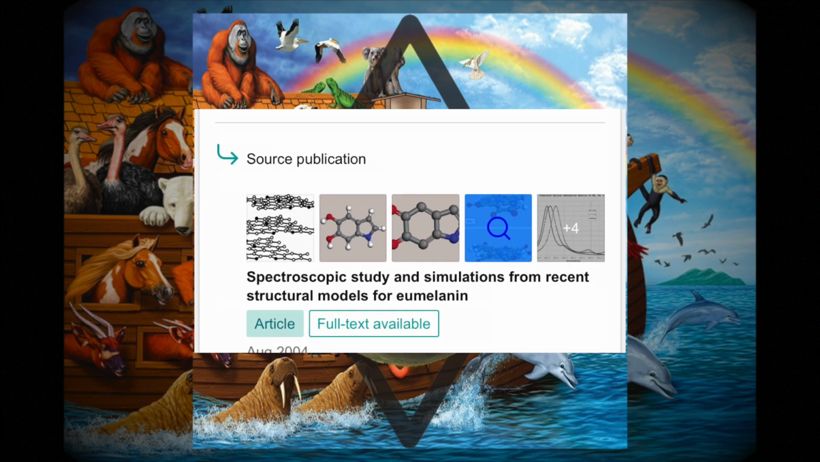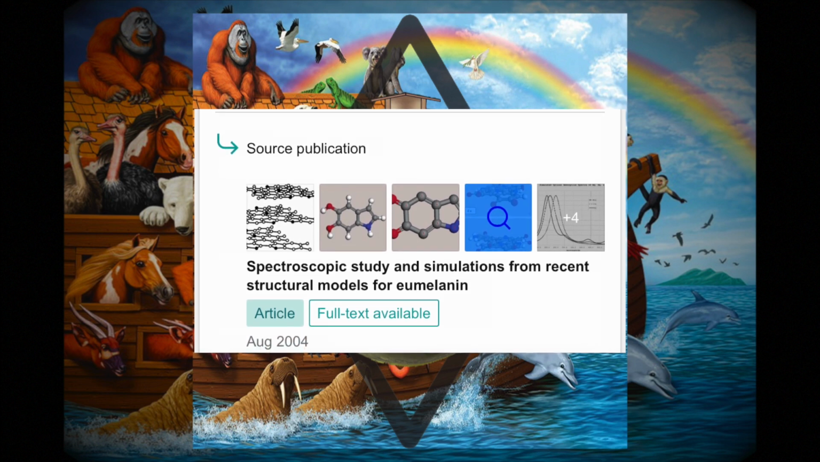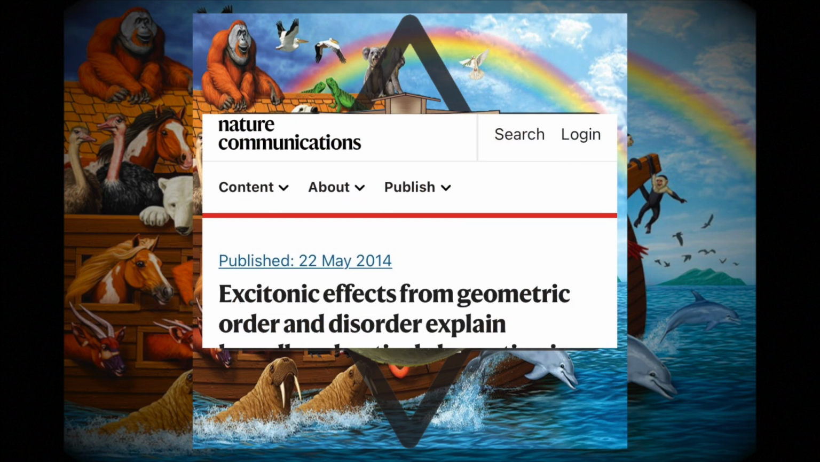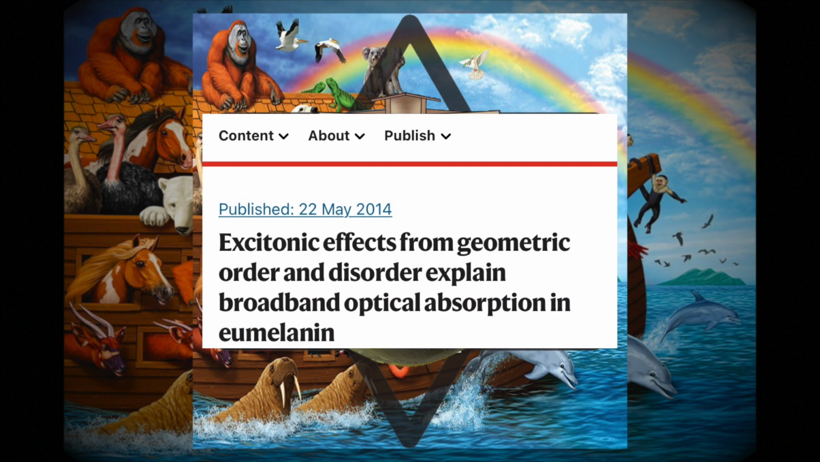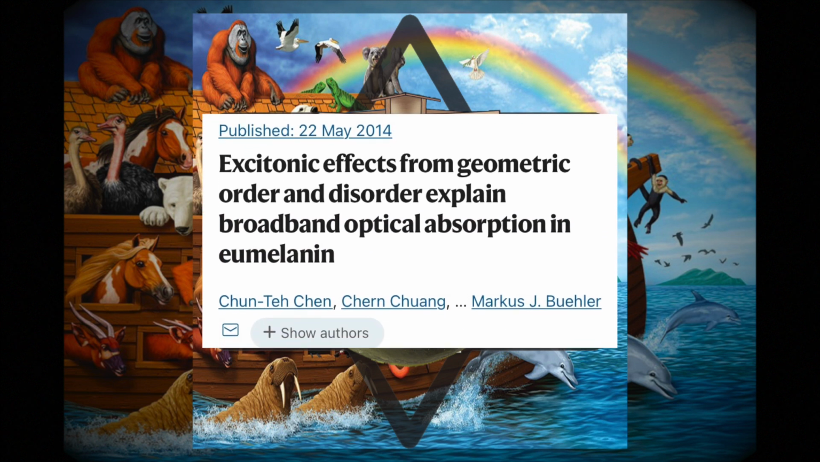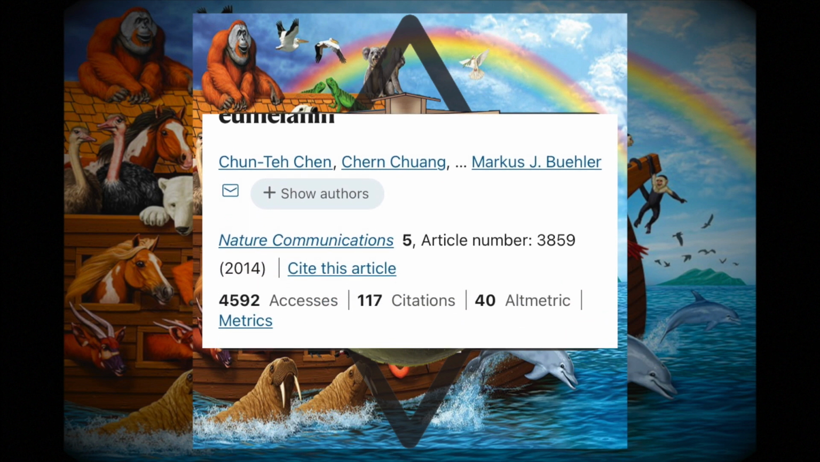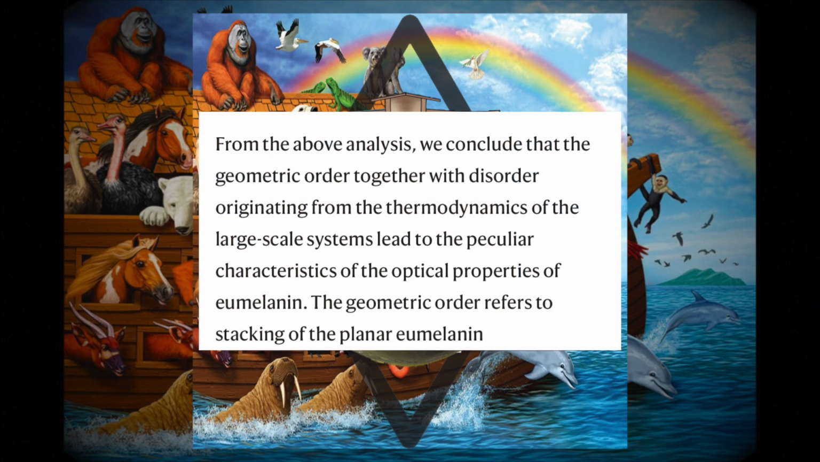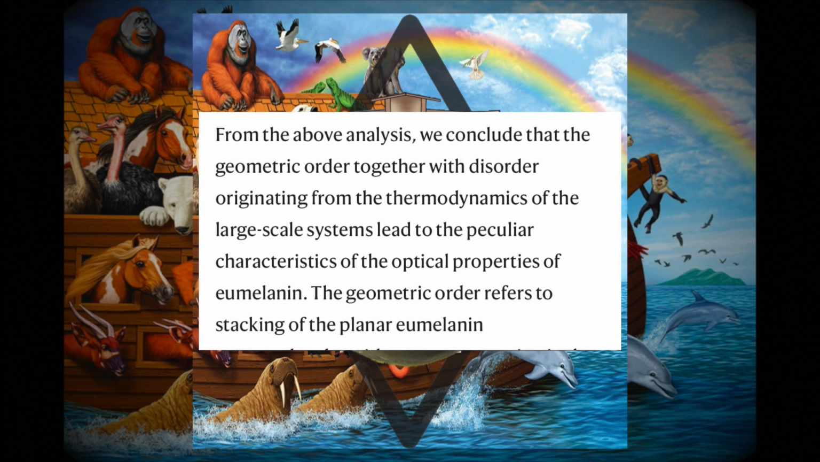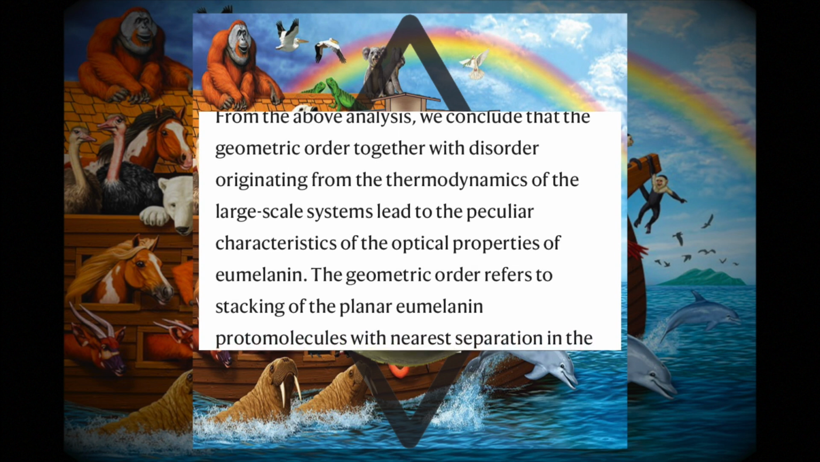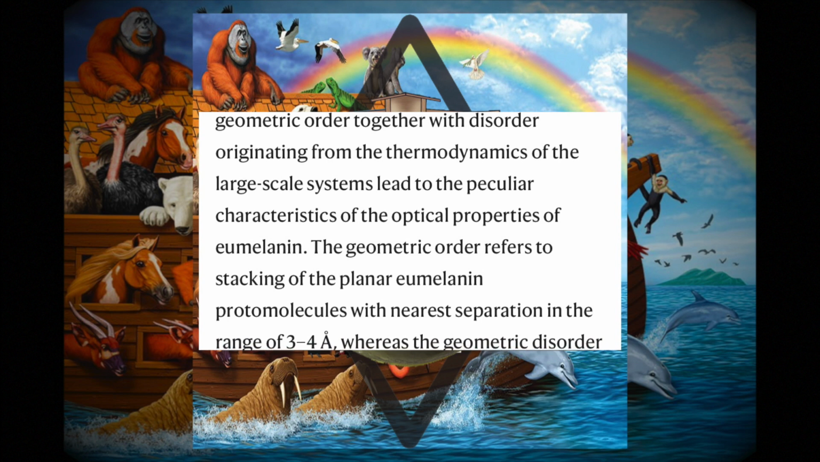Spectroscopic study and simulations from recent structural models for eumelanin. Excitonic effects from geometric order and disorder explain broadband optical absorption in eumelanin. From the above analysis, we conclude that the geometric order together with disorder originating from the thermodynamics of the large-scale systems lead to the peculiar characteristics of the optical properties of eumelanin.